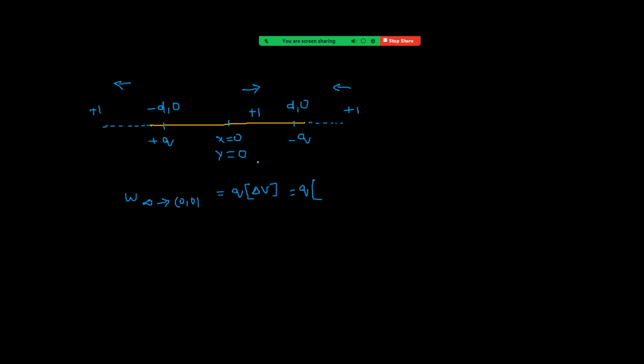Bringing from infinity up to origin. At origin, what is the potential? It is 0, because due to the negative charge the potential is negative, and due to the positive charge the potential is positive. Both are at equal distances, right? Therefore, at origin, potential will be 0. So it is now 0 minus, at infinity, potential is 0.